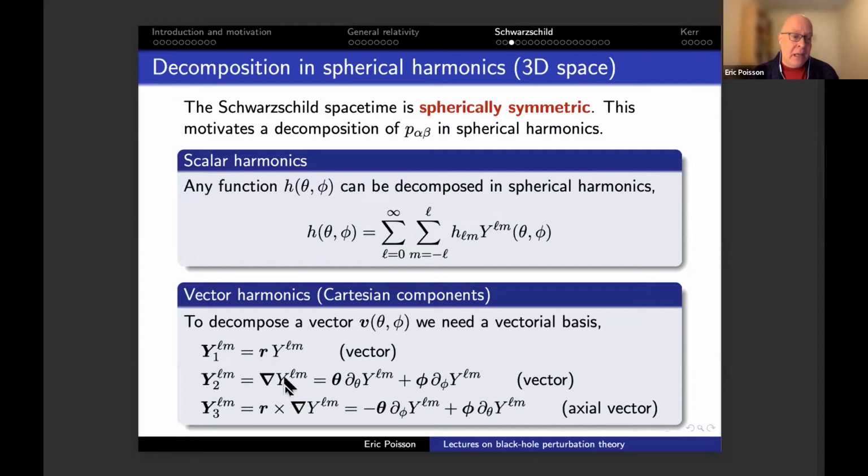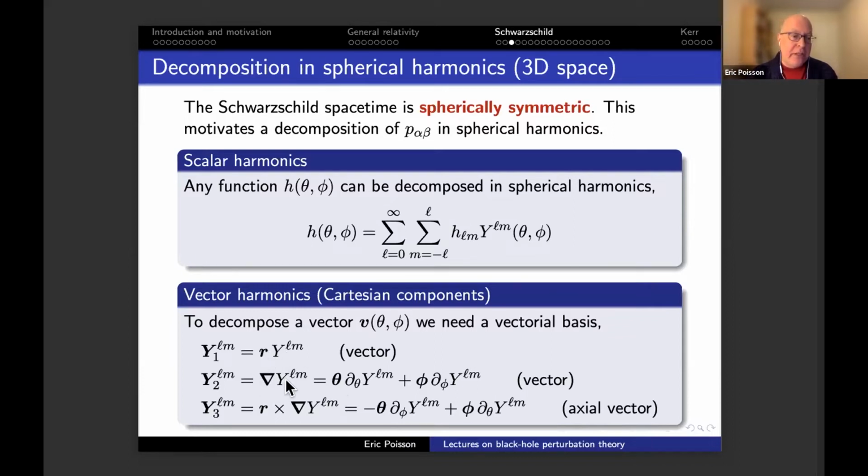And because the YLMs depend only on theta and phi, I know that the gradient will be purely tangent to the sphere. They will point necessarily orthogonally to the radial direction, either in phi or theta. So now I have two members of my basis. I need a third member, and the requirement for the third member is that it has to be orthogonal to the previous two. So it has to be orthogonal to this vector, it has to be orthogonal to that vector.